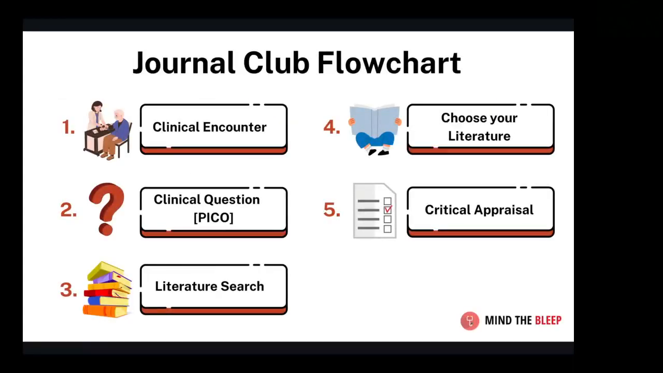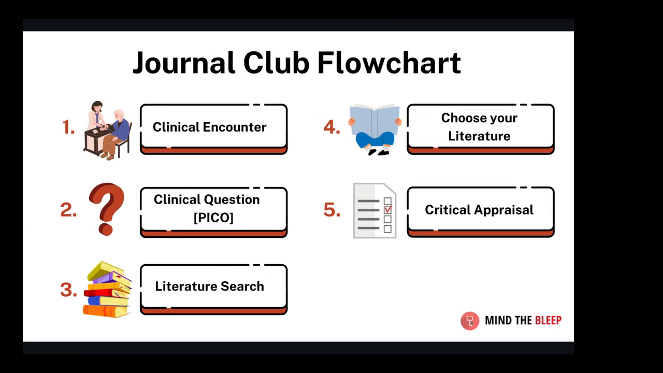Okay, so now we're getting to the Journal Club Flowchart. This is basically the 5 constituents of any Journal Club presentation. Your presentation is going to start with a clinical encounter. This may be a case that you've seen on the wards, obviously taken with the permission and ensuring patient confidentiality. You have to make sure that the patient information is confidential and you have their permission to share it in the Journal Club.